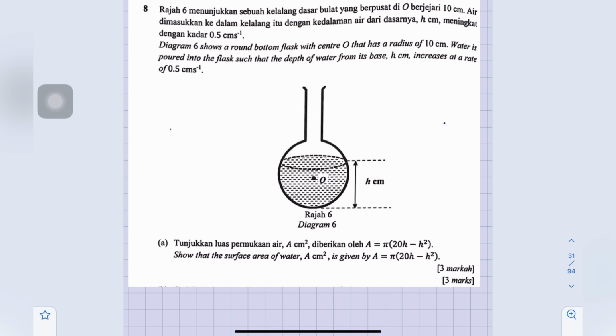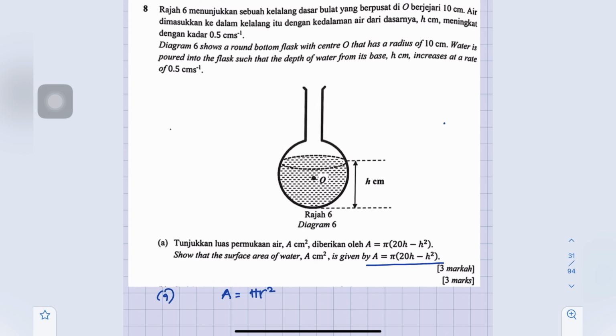Number 8, diagram 6 shows a round bottom flask with center O that has a radius of 10 cm. Water is poured into the flask such that the depth of water from its base, h cm, increases at a rate of 0.5 cm per second. Show that the surface area of water, A centimeter squared, is given by A equals pi in the bracket 20h minus h squared. Okay, so we have to prove the surface area. Surface area is a shape. The shape is a circle. So, area of a circle is pi r squared. But then we have to prove A all in terms of h.